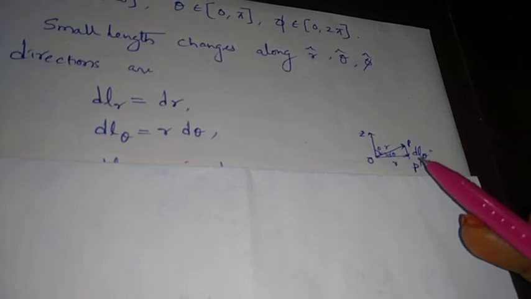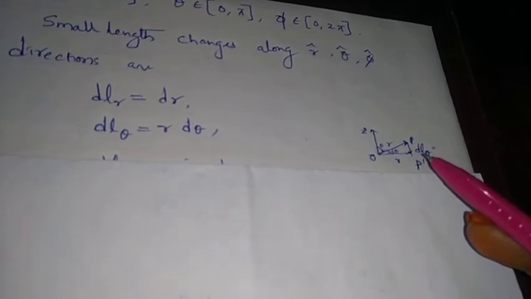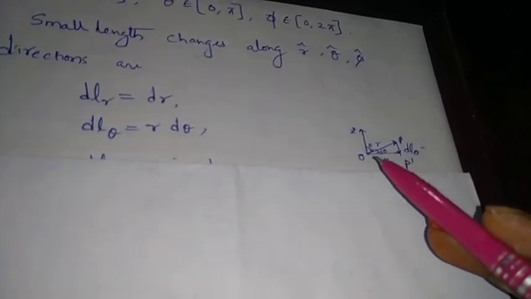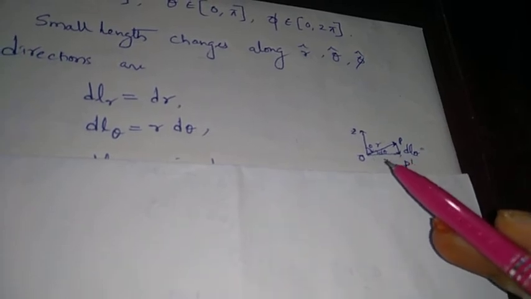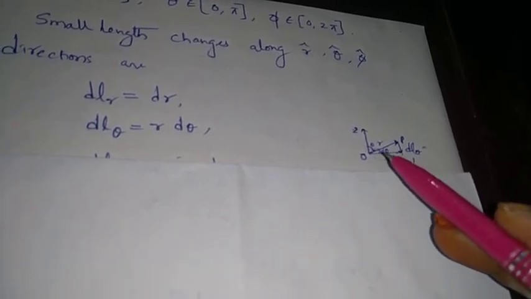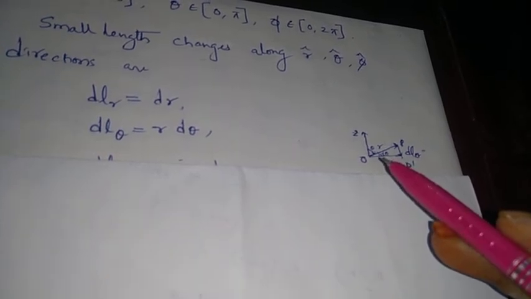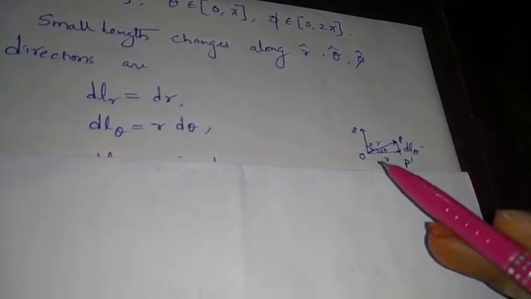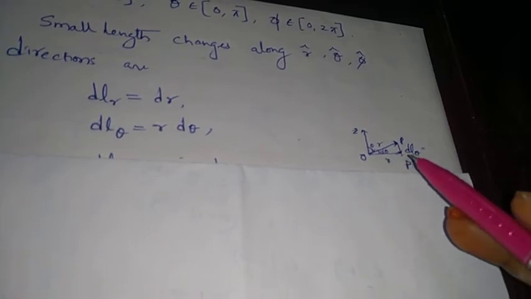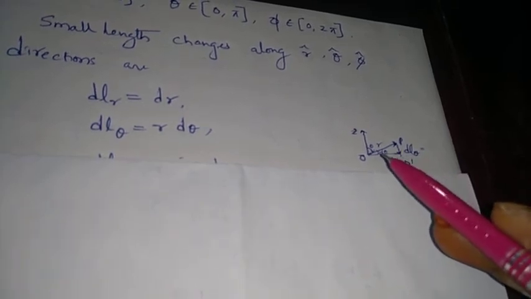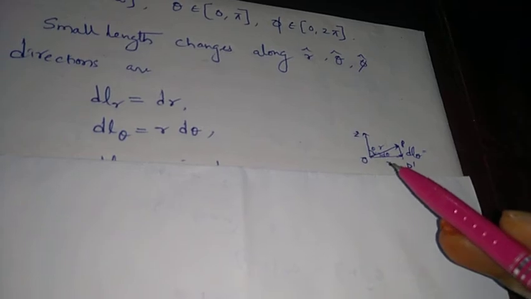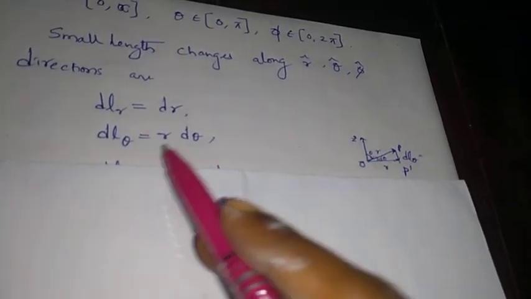dl sub theta divided by your hypotenuse, which is r here. So since this angle is very small, we can even say that sine d theta is equal to just d theta, and from here we can say that dl theta is equal to d theta into r. So that's why we get this r d theta here.